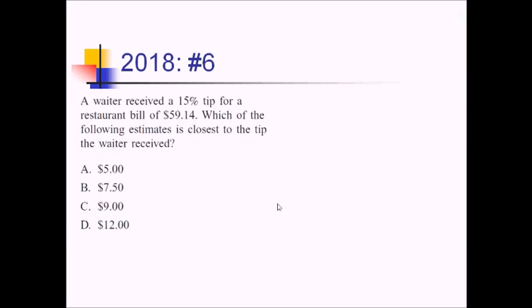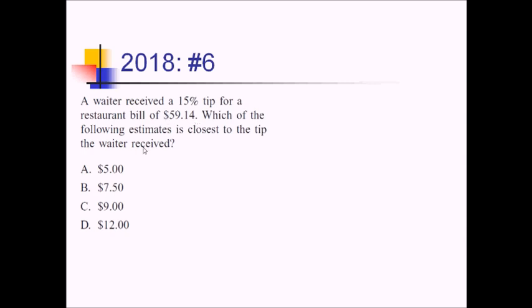For number 6, a waiter receives a 15% tip for a restaurant bill of $59.14. Which of the following estimates is closest to the tip? So I'm going to set up a proportion to solve this. I've got 15 over 100 for 100% equals part over whole. So whatever the tip was, I'll call it x over whatever the original bill was.